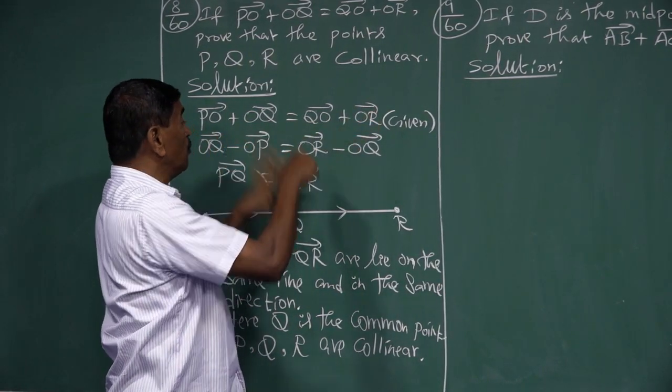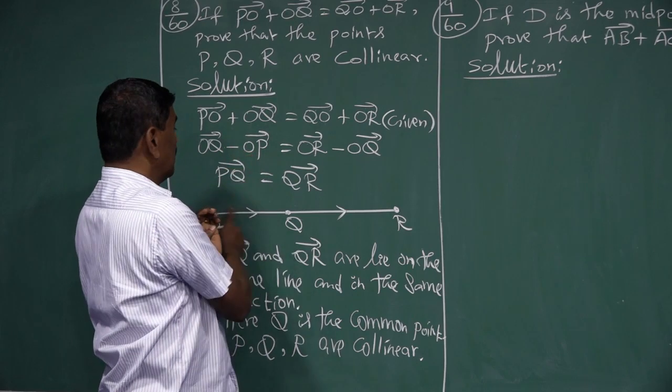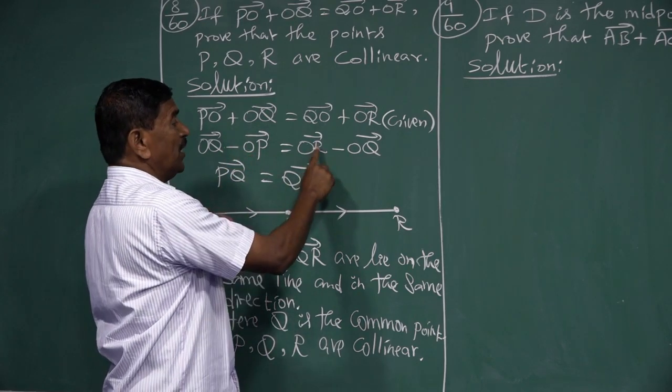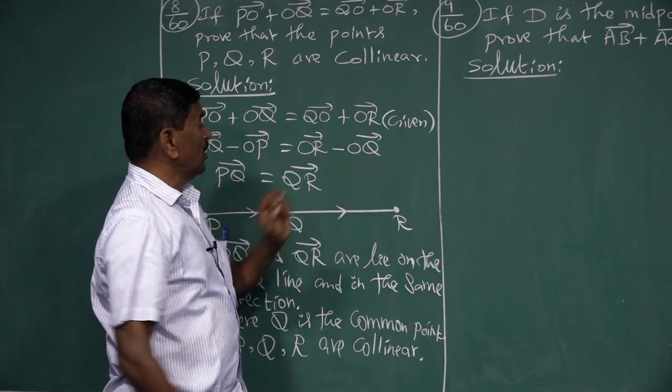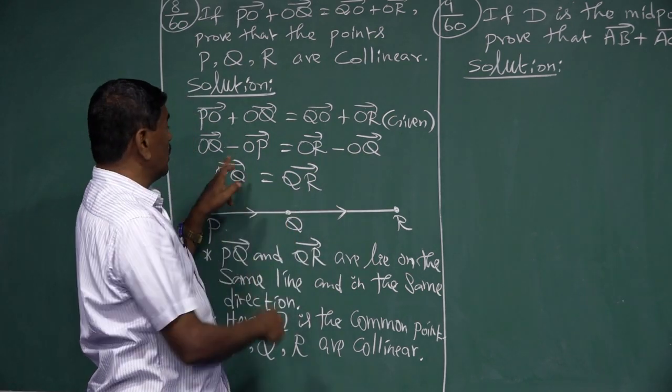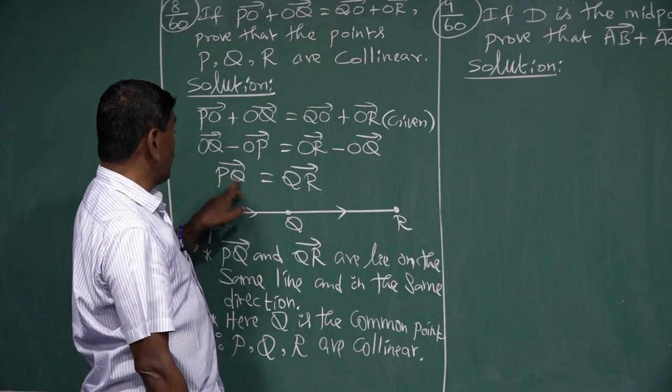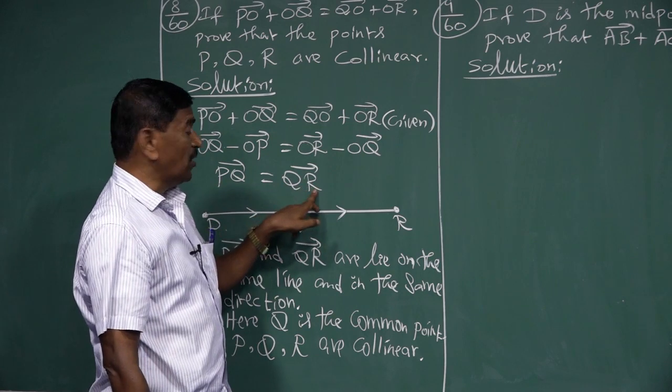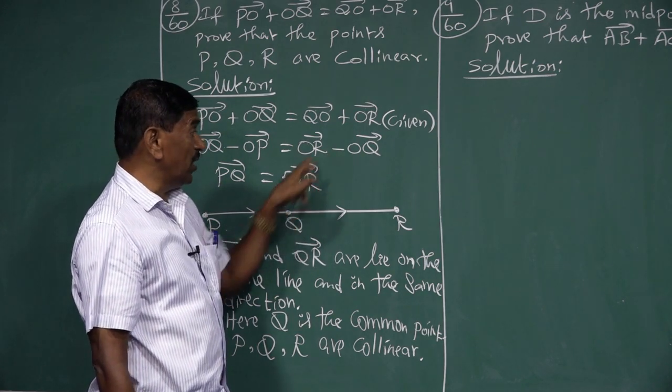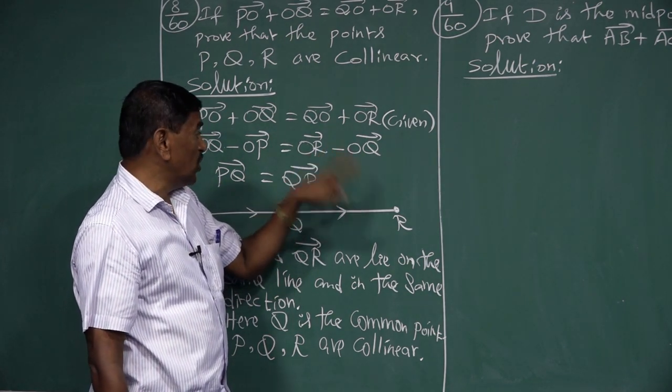That's all. Now each is of the form second minus first. Therefore, PQ vector is equal to OQ vector minus OP vector. QR vector is equal to OR vector minus OQ vector. We get the required step. Now draw the diagram.